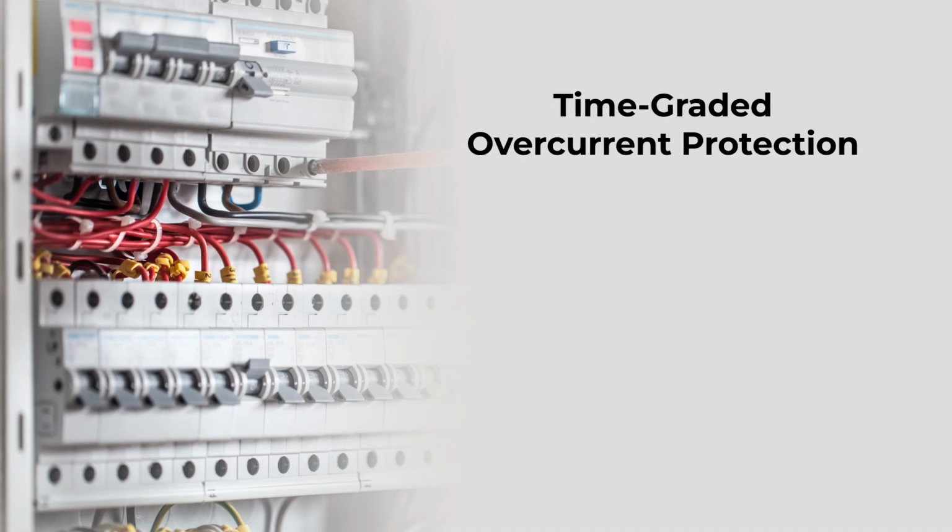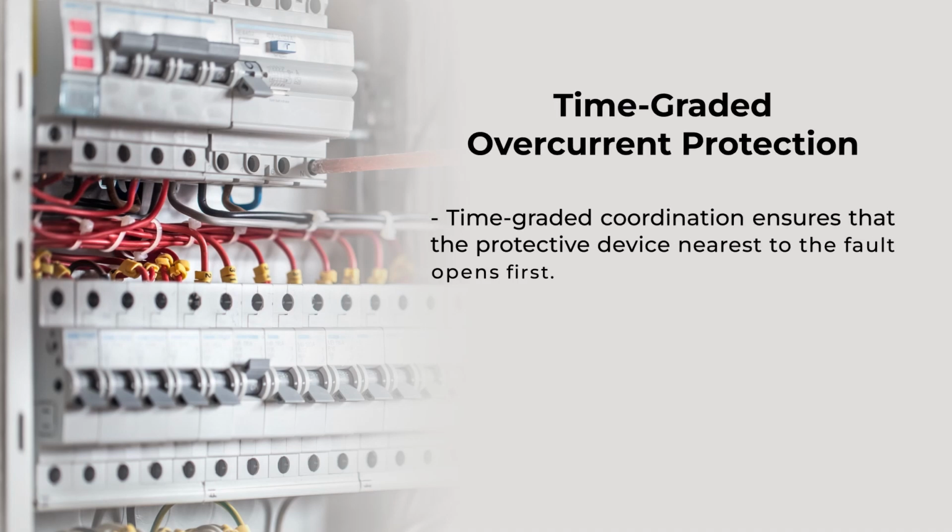We start with time graded overcurrent protection, which is a non-unit type protection scheme. Time graded overcurrent protection is a method to protect a transmission line by coordinating the operation of protective devices so that the device close to the fault operates first, minimizing the impact of the fault on the power system.